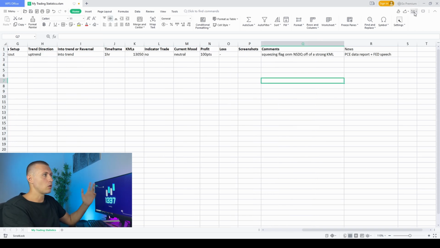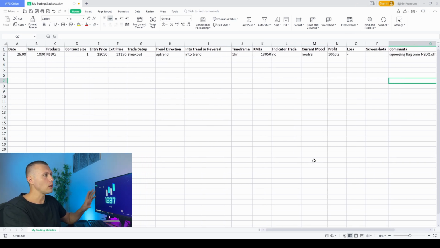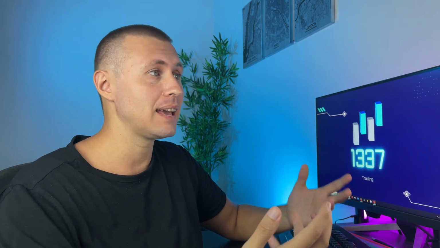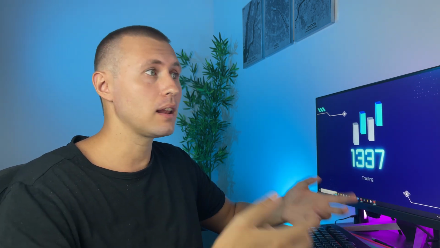Let's say these are all the things that will actually help you and guide you further down the road when you analyze your trades. Now let's have a look at your trading statistics. You can customize it any way you want. That's the beauty of it. You can add or remove any data that you don't need, and you can analyze only data that you feel is improving your trades, right?